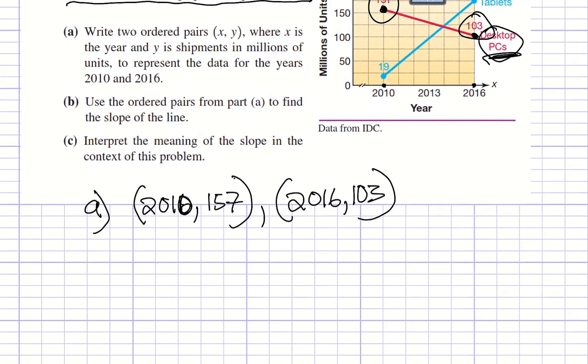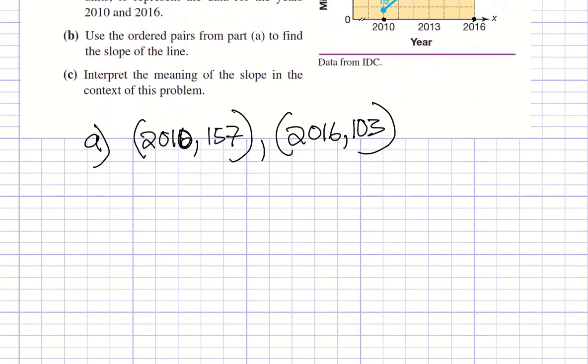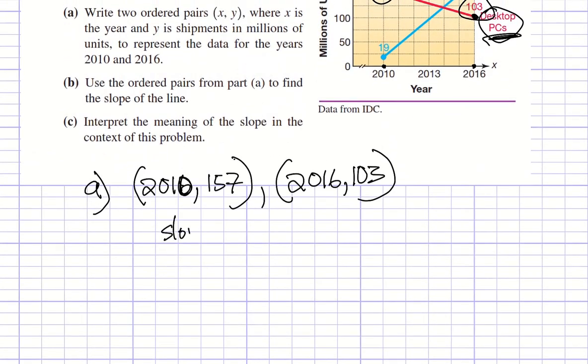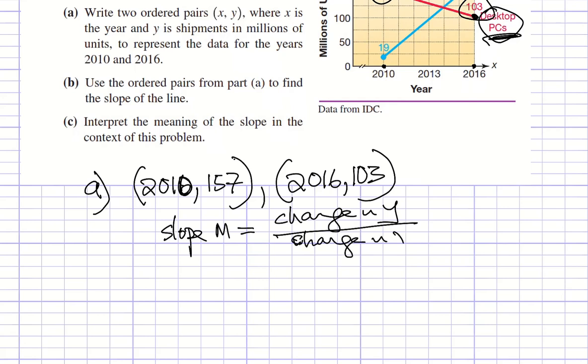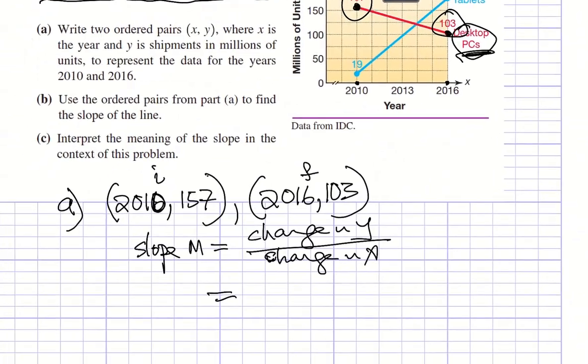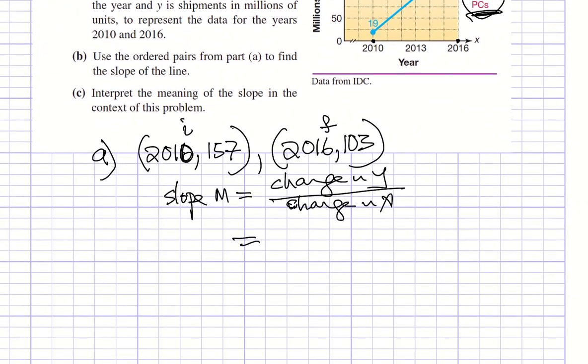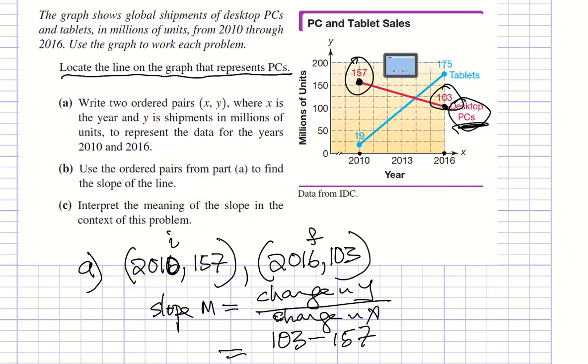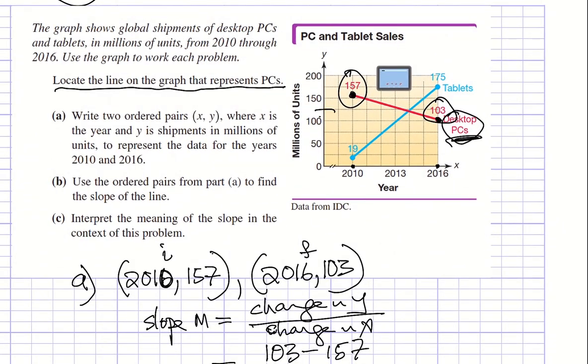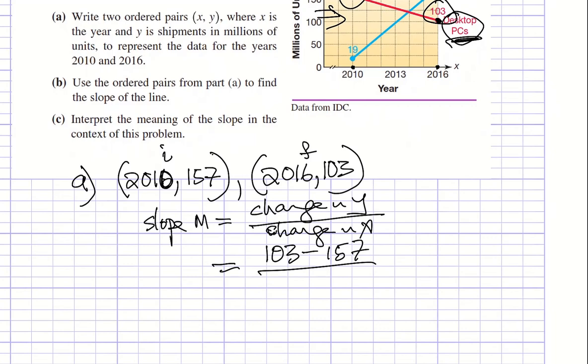Next, use the ordered pairs from part A to find the slope of the line. You remember slope: m equals change in y over change in x. We say this is final, this is initial. The y values are 103 minus 157. It's a negative slope because if you look from here, the red line for PC slopes down. So it has to be negative. 103 minus 157 will give you a negative number.